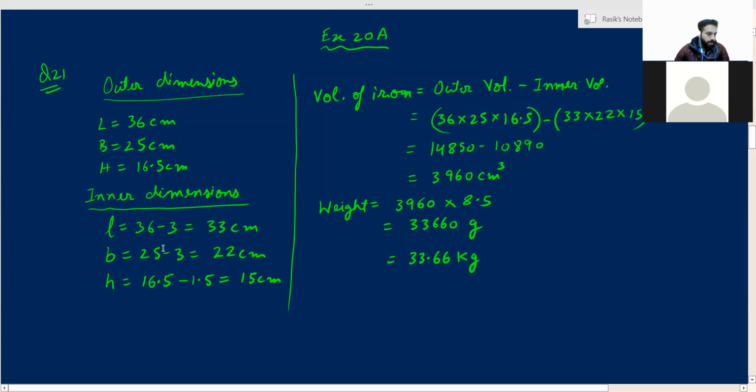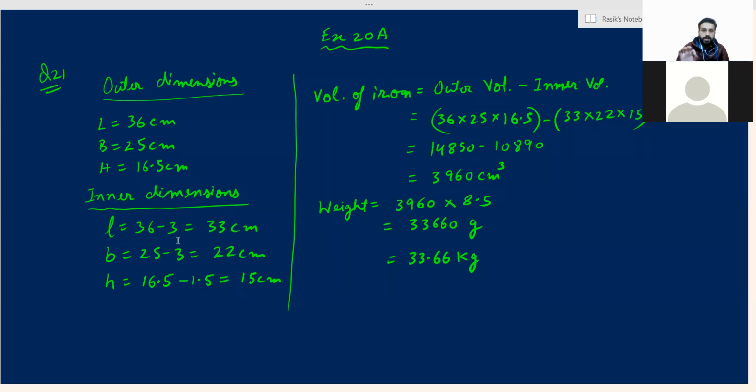In question 23, you have to find the inner dimensions by subtracting the thickness from the outer dimensions. Outer dimensions are given. Subtract the thickness to find the inner dimensions. Now you have to find the capacity of the box. Capacity means how much you can store inside the box. That means you have to find only the inner volume in question 23.